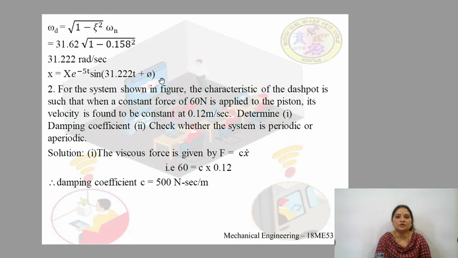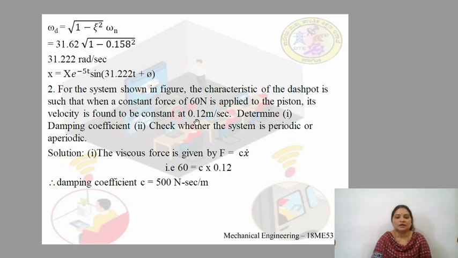Now moving on to the second problem. The second problem is like this. For the system shown in the figure, the characteristic of the dashpot is such that when a constant force of 60 Newton is applied to the piston, its velocity is found to be constant at 0.12 meters per second. Determine the damping coefficient. Second, check whether the system is periodic or aperiodic.